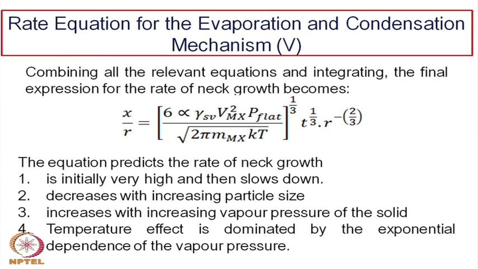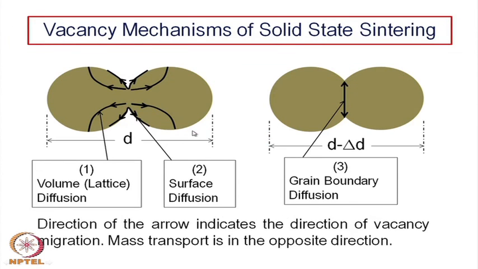These are the three things which one has to take care of to control the sintering process for the evaporation and condensation mechanism. Of course, this has been derived for the evaporation and condensation mechanism, but very similar situations are also valid for the other mechanisms, as we will see in a few minutes. Well, so that was all about the evaporation and condensation mechanism.